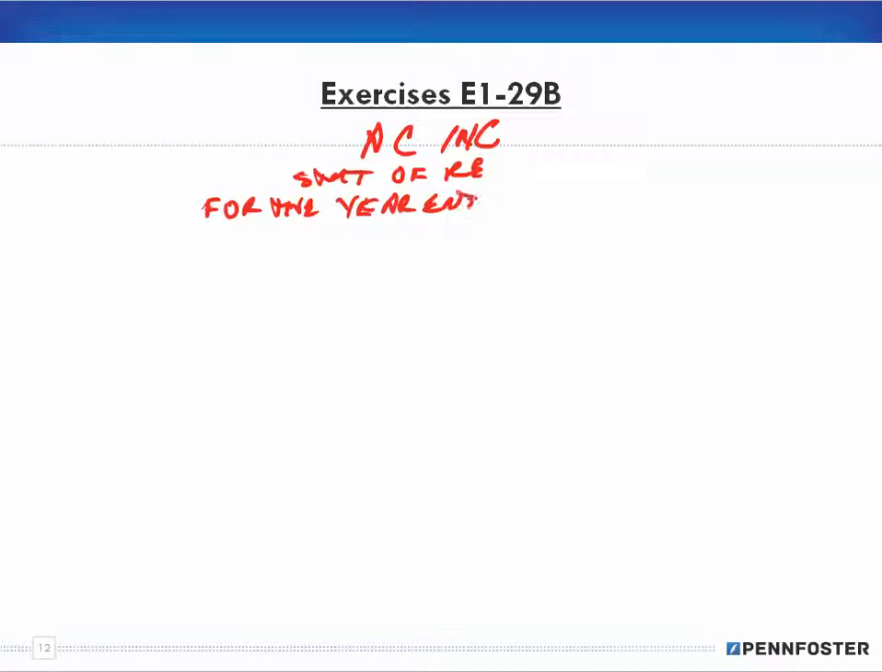So we create the statement, and I'm not going to go over the heading because I did it just previously. So you'd write this all out: statement of retained earnings. And remember, the heading date has to be correct, so it's for the year ended December 31st, 2014.